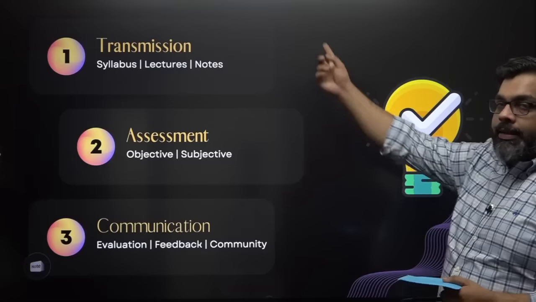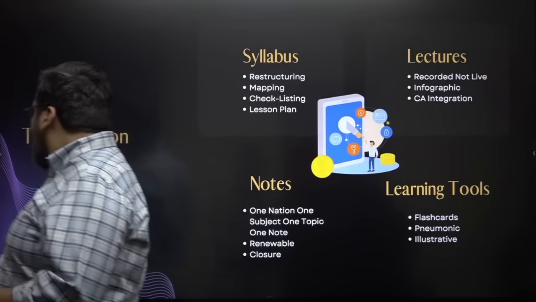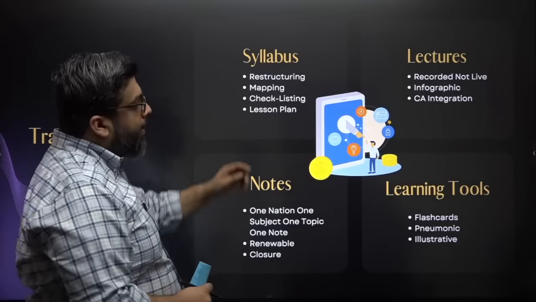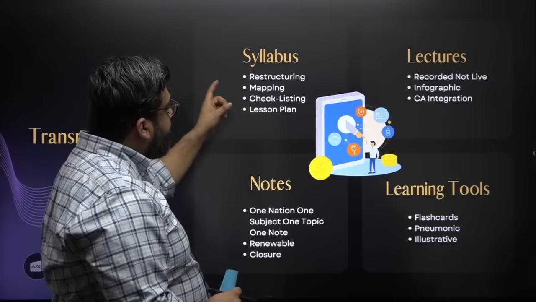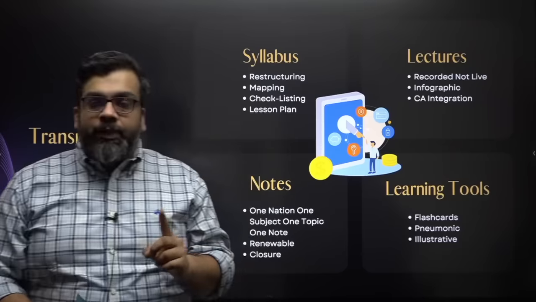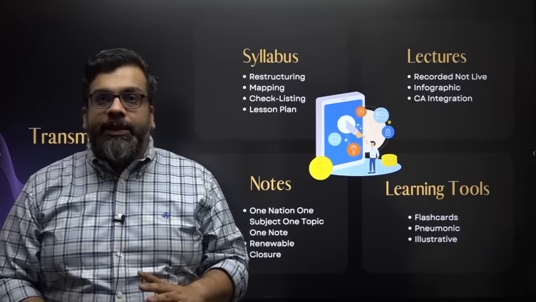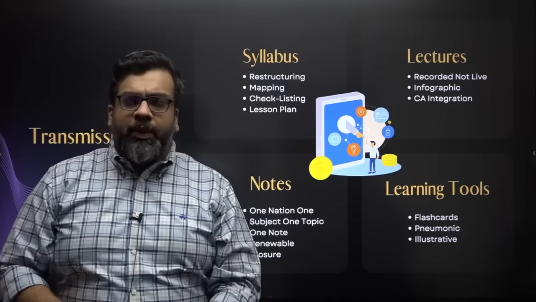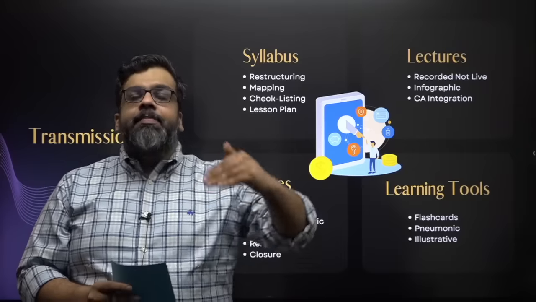So let's look at solving the first problem. The transmission problem. My courses are going to have 4 simple pillars. Let's start from the syllabus. The first thing that I'm going to do is restructure your entire UPSC syllabus for paper 2, paper 4 for you. Also applies to the law optional. We're going to restructure the syllabus and make it incremental in nature.